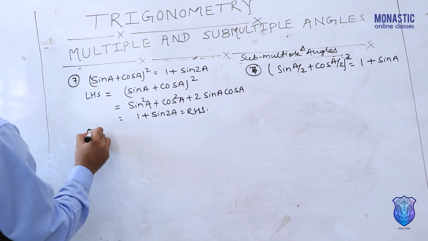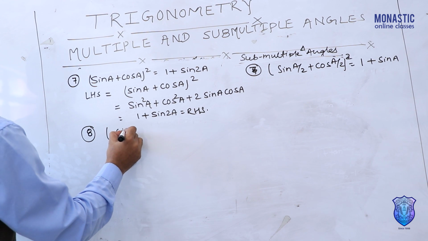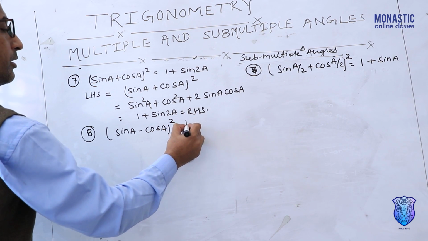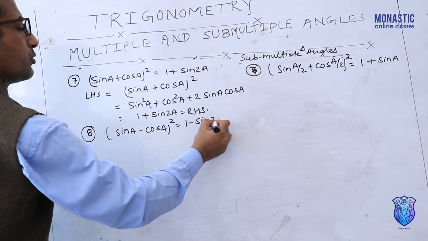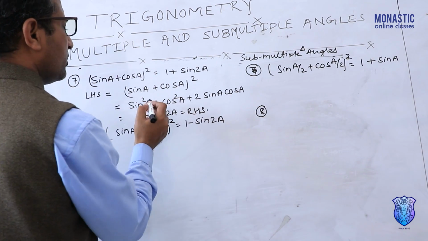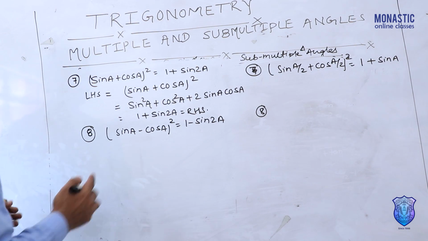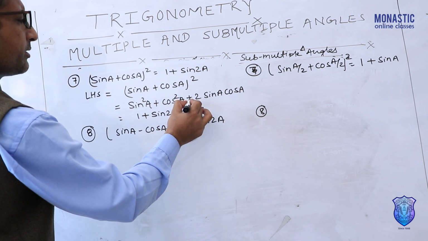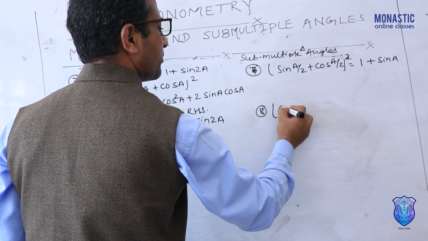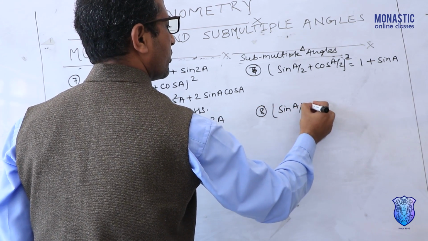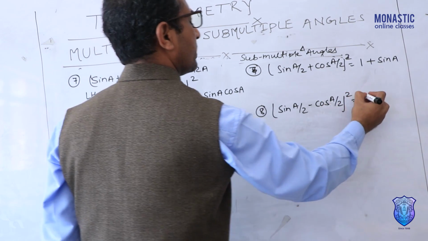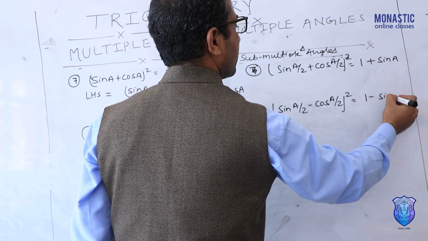In the same way, sine of A minus cos of A whole square is 1 minus sine 2A. In this formula we don't have to do anything different. In place of plus, here it will be minus, then you can prove this. And its submultiple formula will be: sine of A by 2 minus cos of A by 2 whole square is 1 minus sine A.